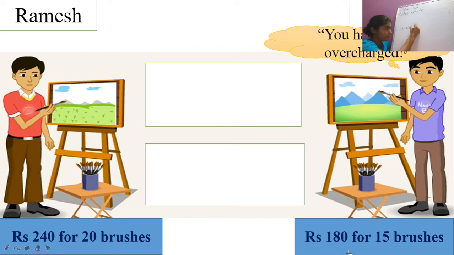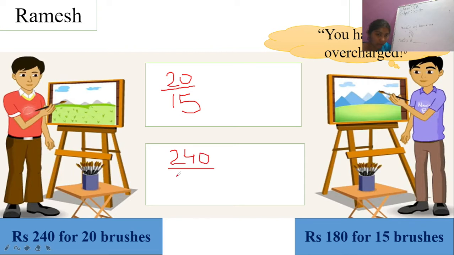So you know that for the brushes we have 20 by 15, right? And for the second ratio we are going to find it out for the cost, the ratio of the cost for the brushes. So you can calculate the ratio for the cost which is given for that quantity. So we have a cost of 220 for Ramesh, and for Sandeep we have 180, right students?